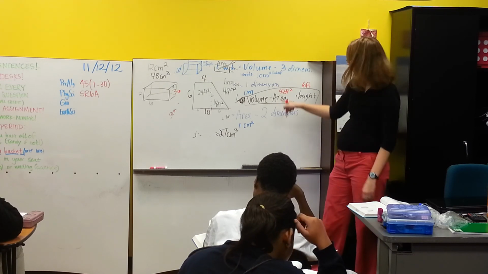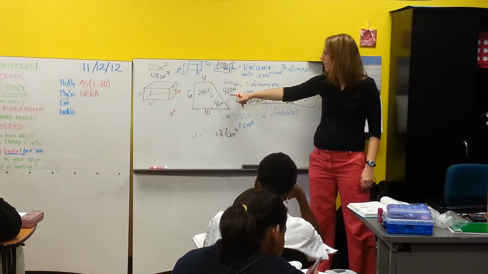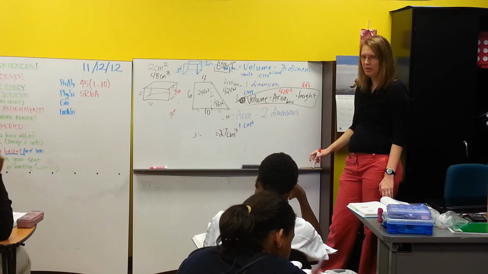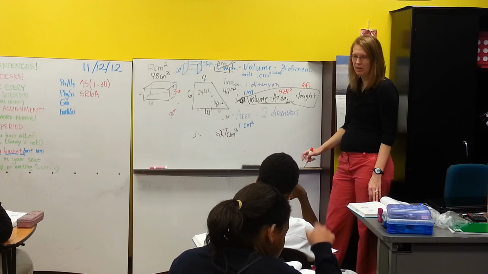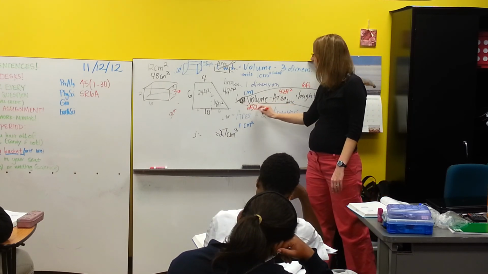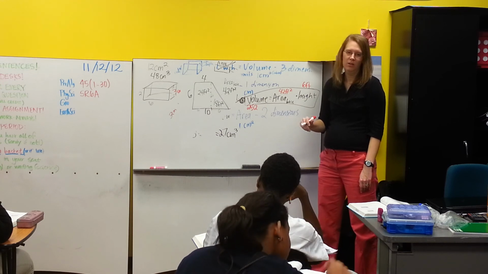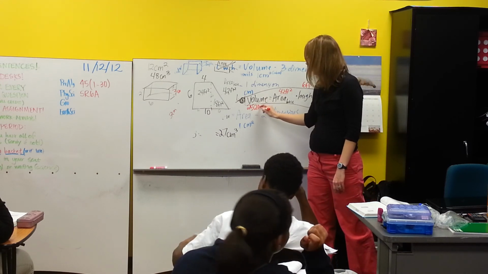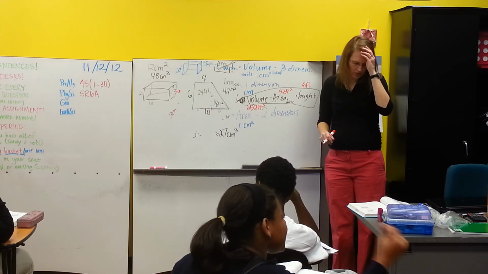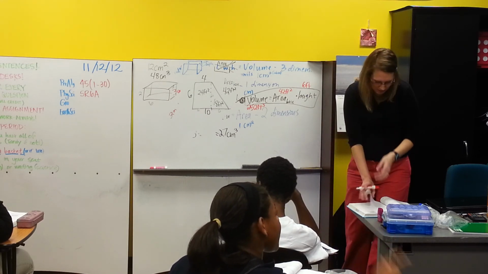42 times 6. Where did you get 42 from? We figured out, John told me, the area of my base was 42 feet squared. Portia, look at the book. 252. So my volume is 252. What though? Feet to the third. Feet cubed. Good.